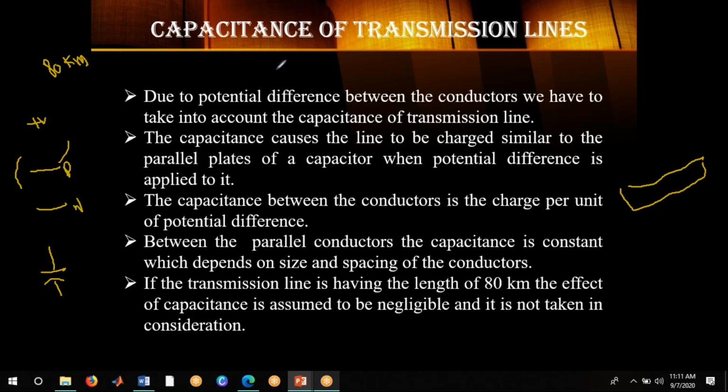Some authors define it as less than 100 kilometers. So let me consider approximately that if the transmission length is less than 10 kilometers, we are not considering any capacitance parameters in that particular line. Why? Because the drops due to the capacitance will be very small. So that is the introduction about the role of capacitance and how we can calculate the capacitance in the transmission line. Let's move on to the next slide.